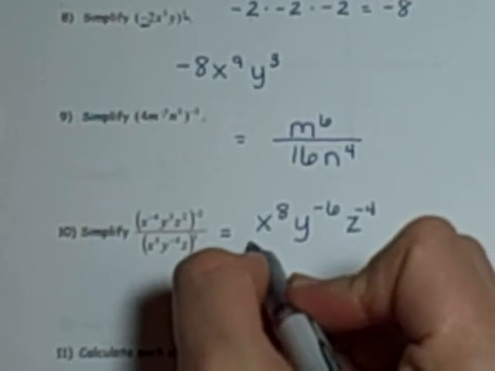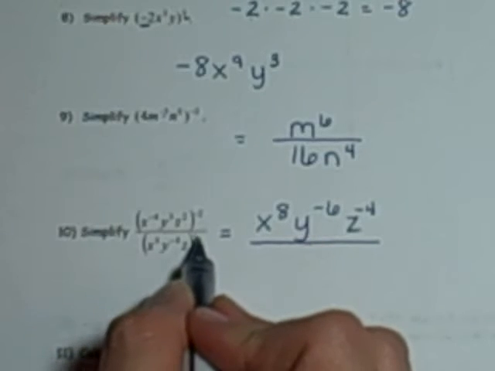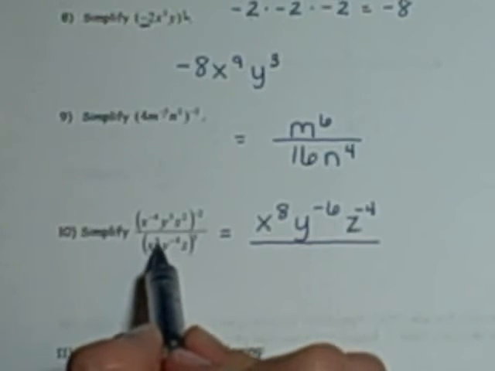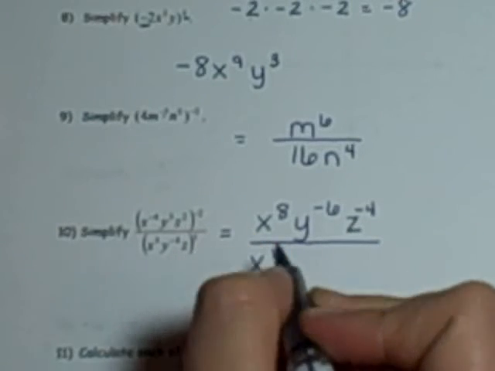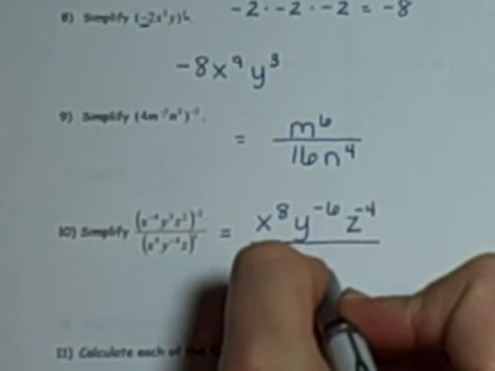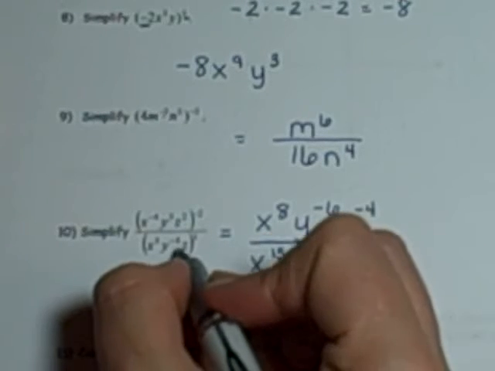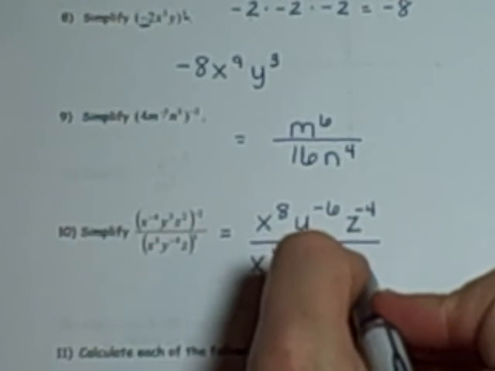Okay. Now let's do the exact same thing down on the bottom. So all of this is being raised to the power of 3. So 5 times 3 is 15. Negative 4 times 3 is negative 12. And this is really z to the first power. So 1 times 3 is 3.